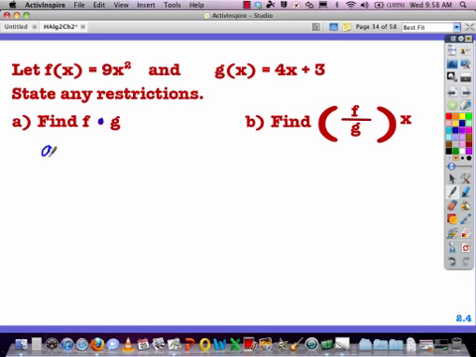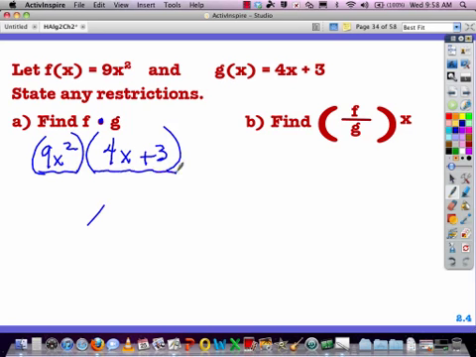So again, 9x squared is our function f, and it should be multiplied by our function g, which is 4x plus 3. Should have seen this in Algebra 1. Think of it as a monomial times a binomial. And you usually just distribute on that. So that's where we head next.